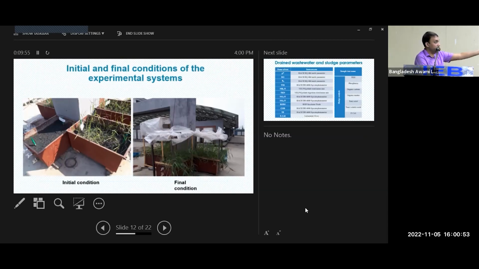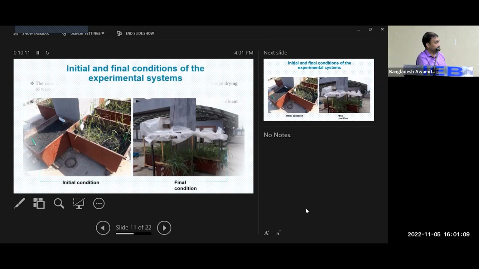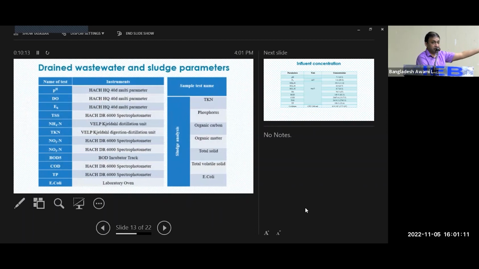Okay, so this was our experimental system. You see the 5 experimental systems that I have shown here at University of Asia Pacific. This was the initial condition, and look at the matured system near the end of the experimental protocol. These are the parameters that we measured for the water that came out from the sludge, and those are the parameters that we measured for the sludge that we got on the top of the wetland due to the drying process. We did not measure metals because this was a drinking water treatment plant.